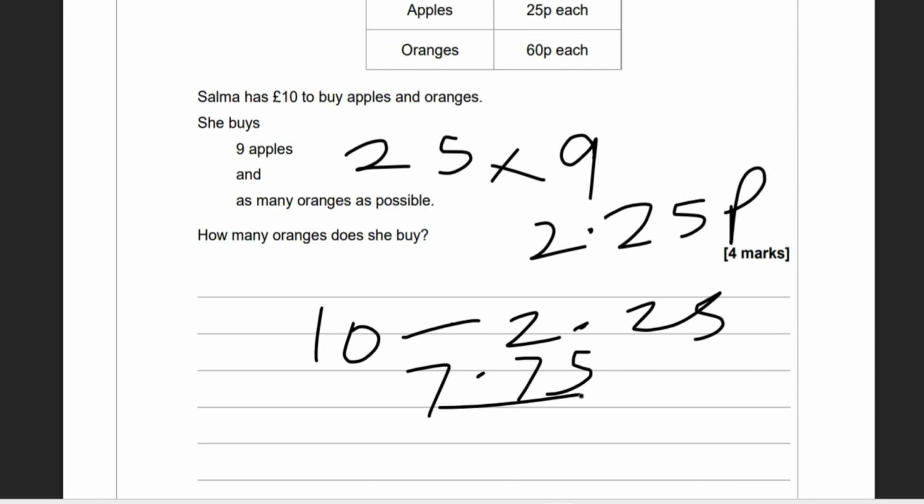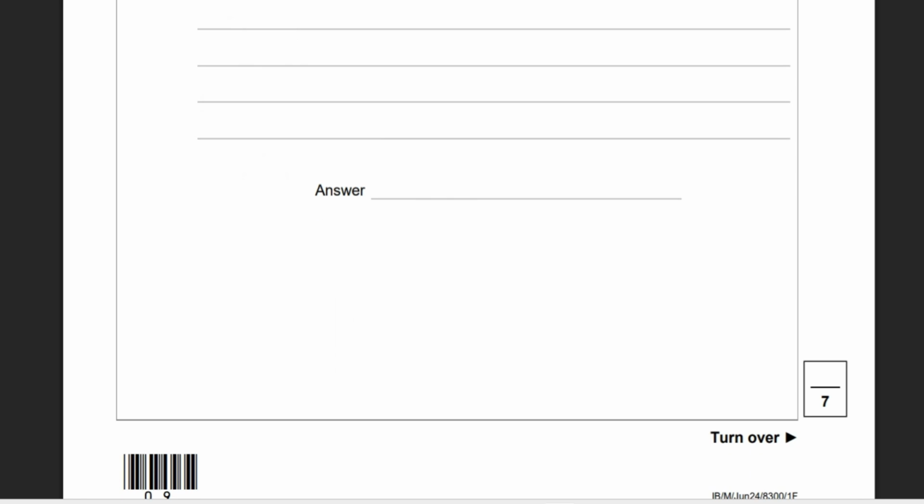Oranges are 60 pence each. So what do you do? You divide by 60. 60 times what will give you that? If you look at the 6 times table, 6 times 9 is 54, 6 times 12 is 72. So you can do 6 times 12, which is 72, so 7.20. That means she can buy 12.